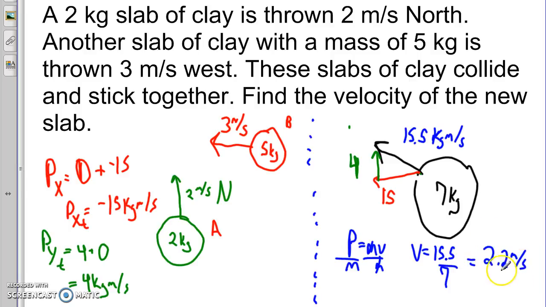And that's the velocity. So hopefully you see this one's a lot easier. Again, it still builds on those fundamental concepts though. What's the total x? What's the total y? If that's what it is before, and then it has to be that afterwards, that's the conservation of momentum. And then, if this has to be 4, this has to be 15, you can figure out the rest.